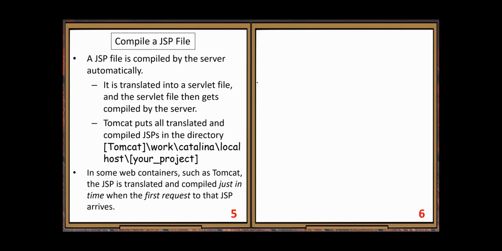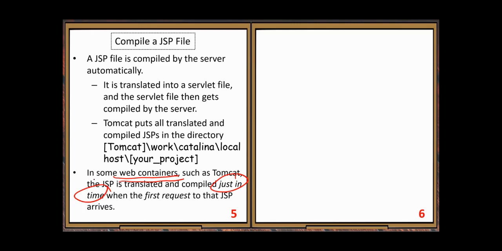now the compilation step. So now the translation step is done, we get to the compilation step. But when it is compiled, then for different servers, different web containers, the behaviors are different. Regarding this compilation issue, the behaviors will be different. Here we look at Tomcat. For Tomcat, it uses just-in-time compilation. So what's that? Just in time.